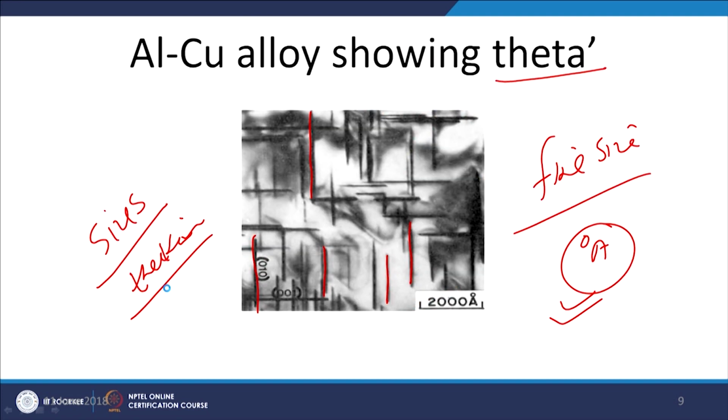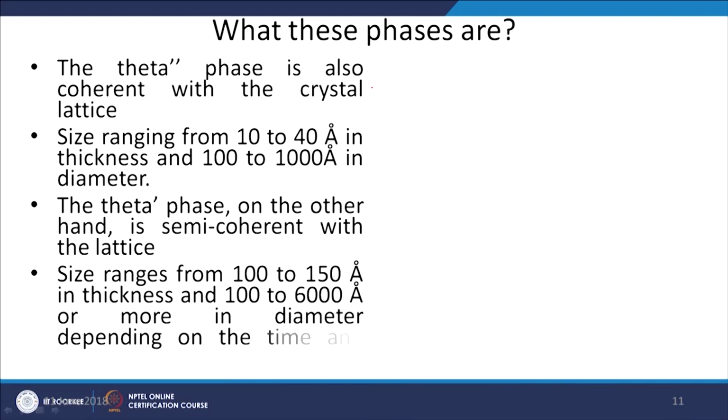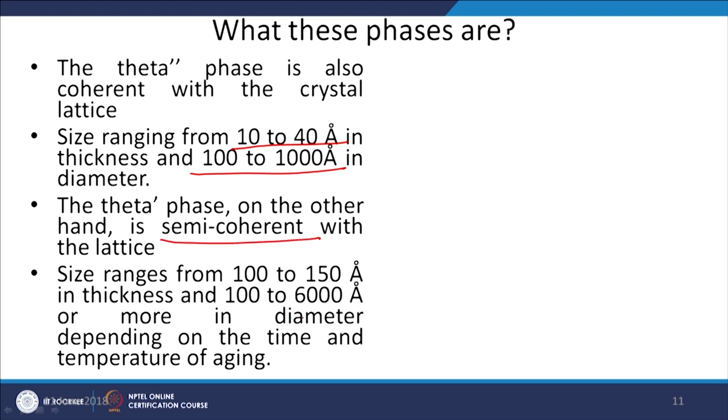We can see here the various precipitates and their thicknesses and diameters. As I have said, for GP zones it is 4 to 6 angstrom in thickness and 80 to 100 angstrom in diameter. Then the theta double dash phase is also coherent. Its thickness ranges from 10 to 40 angstrom, and the diameter ranges from 100 to 1000 angstrom. On the other hand, the theta dash phase is semi-coherent with the lattice, and its size ranges from 100 to 150 angstrom in thickness and 100 to 6000 angstrom in diameter. These sizes depend upon the temperature and the exposure time given during their formation stage.